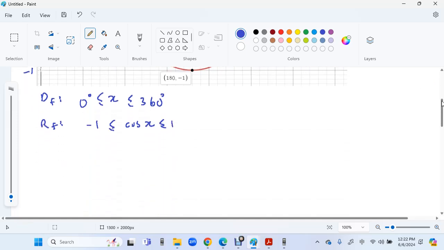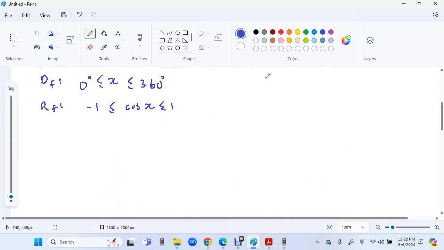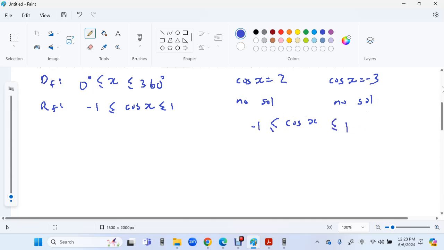In the exam, if we have cos x equal to 2, then there is no solution. And if we have cos x equal to -3, which is out of the range, then this also has no solution. The reason is that cos x is between -1 and 1.